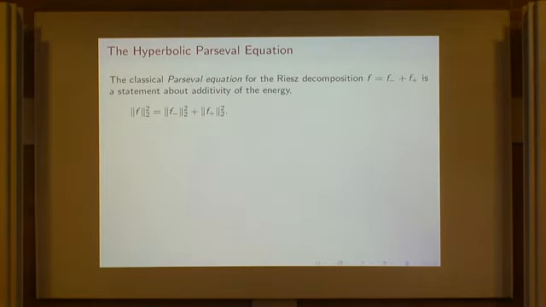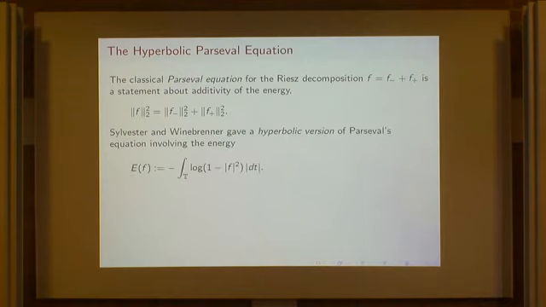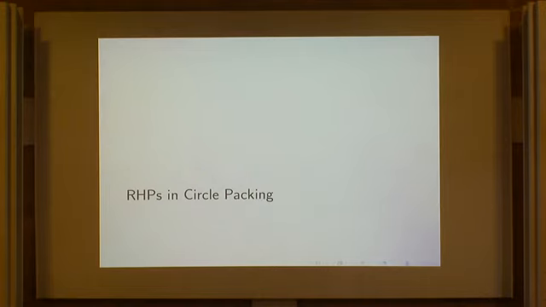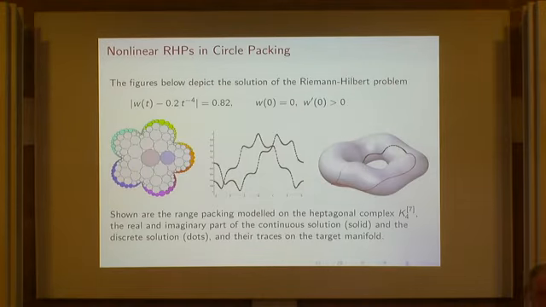Okay, and there is also a hyperbolic version of Parseval's equation. This is the standard Parseval equation applied to this Riesz decomposition, and there is a hyperbolic version of it, which looks like this. We introduce this energy here, again related to the values of f. They must be less than 1 in order to apply it, and then the energy of the inner and the outer function sum up to the energy of the given function. So, okay, that's it. This is just for fun.